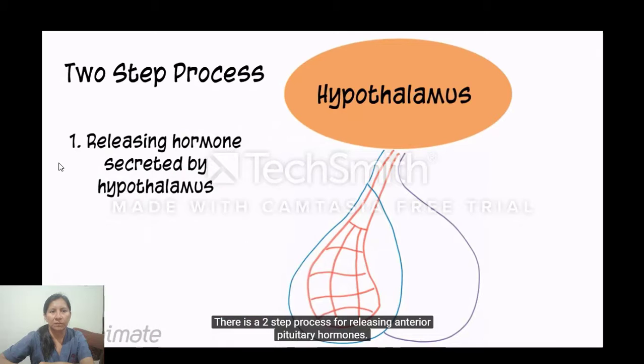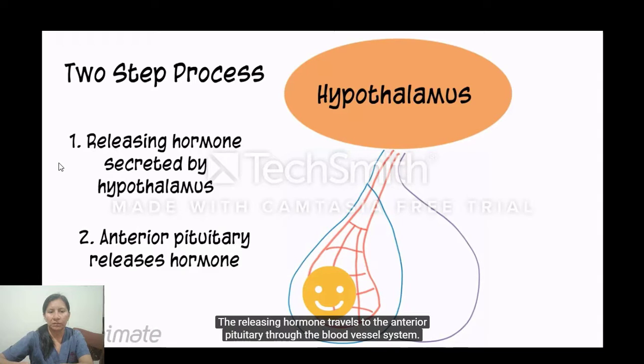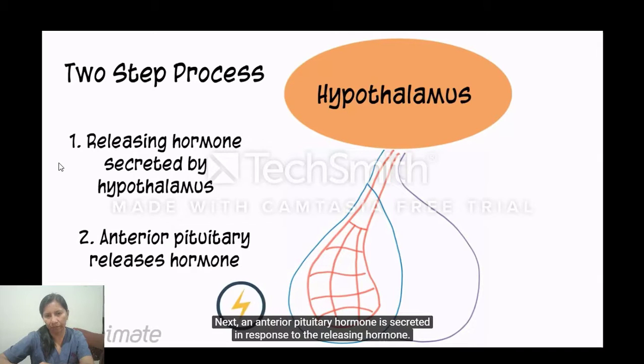There is a two-step process for releasing anterior pituitary hormones. First, a releasing hormone is secreted by the hypothalamus. The releasing hormone travels to the anterior pituitary through the blood vessel system. Next, an anterior pituitary hormone is secreted in response to the releasing hormone.